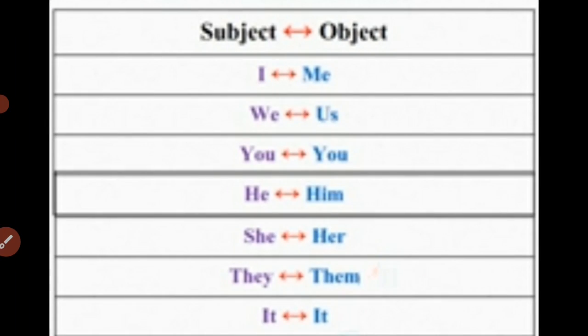Now, let us see how we change the personal pronouns when we convert from active to passive voice. I changes into me, we changes into us, you remains you, he changes into him, she changes into her, they changes into them, and it remains it. So, these are the changes of the personal pronouns.